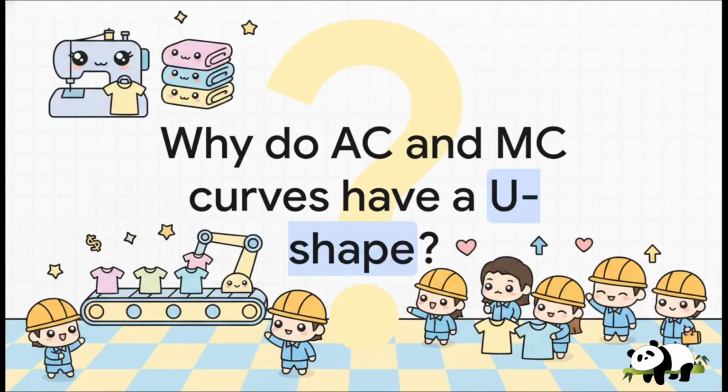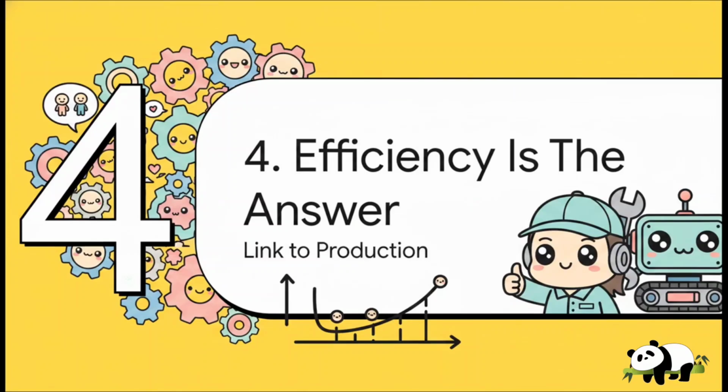So that's the big puzzle, right? Why on earth would the cost of making an extra shirt go down at first and then suddenly start to climb back up? It feels a little weird, but the answer is actually really human. It all comes down to what's happening on the factory floor. These curves aren't just lines on a page. They're telling a story about how well people and machines are working together. The reason for that U shape isn't in an accounting book. It's in the actual process of production.